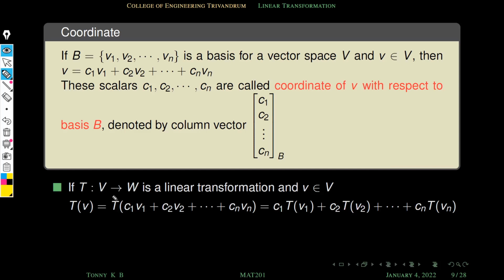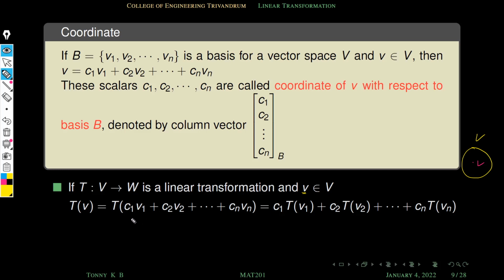Consider a linear transformation T from a vector space V to W. This is our vector space, and we choose an arbitrary element small v from capital V. Then what about T of v? We know that every vector v can be written as a linear combination of basis elements using its coordinates. So we can write this v as c1 v1 plus c2 v2 etc plus cn vn. Then what is T of v?